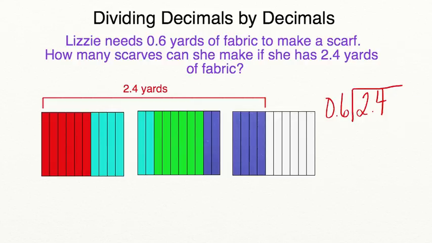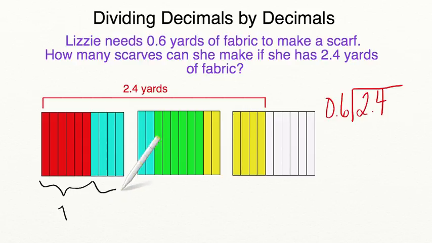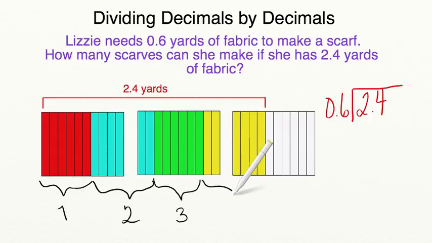And my last group I'm going to shade in yellow. 1, 2, 3, 4, 5, 6/10. Look at that. We have an exact number of groups. We have 1 group, 2 whole groups, 3 whole groups, and 4 whole groups. So sometimes you can use your area model to be able to divide decimals.